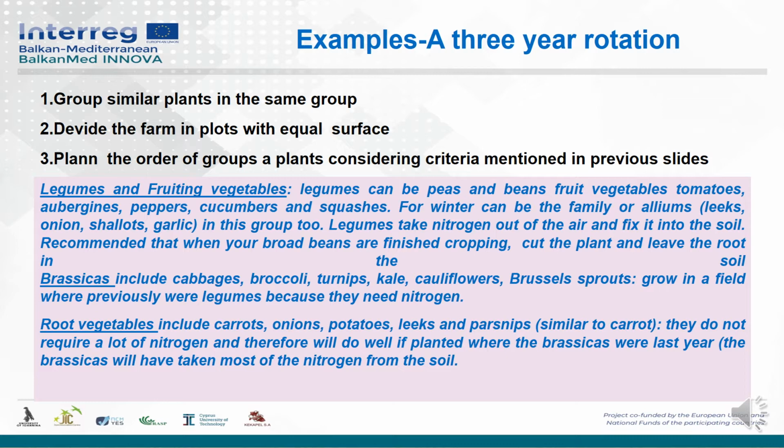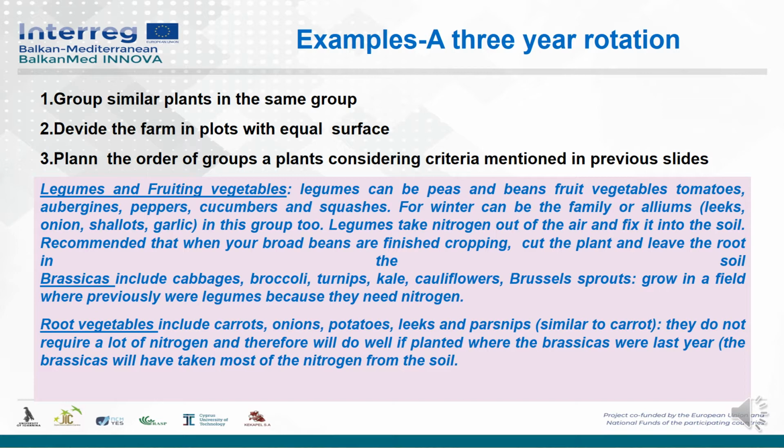In this case, we have 3 groups of plants and 3 plots, and the rotation is a 3-year rotation. Which are these 3 groups of plants? Legumes and fruit vegetables, where in legumes we can consider peas and beans, and the fruit vegetables can be tomatoes, aubergines, peppers, cucumbers, and squashes. For winter, it can be the family of alliums like leeks, onion, shallots, garlic, in this group too.